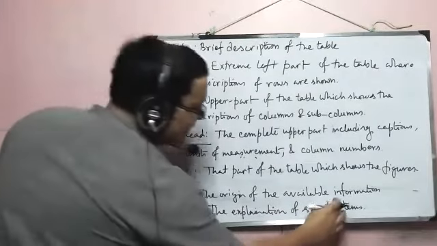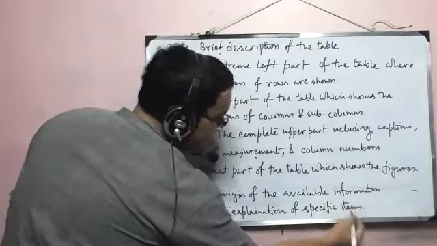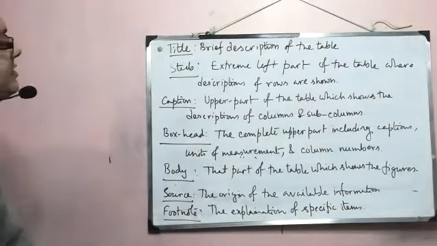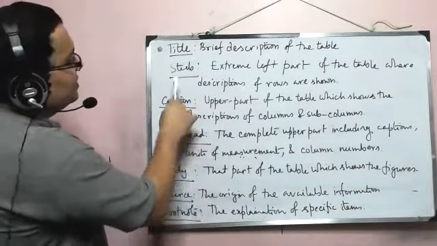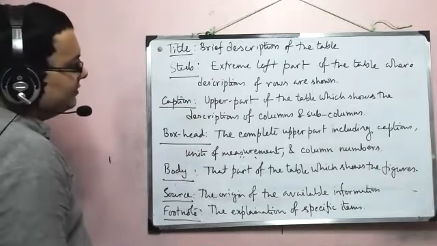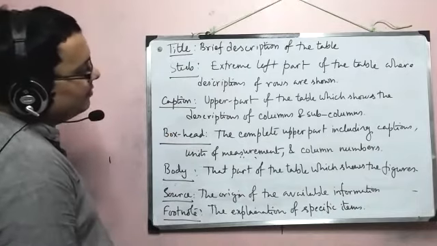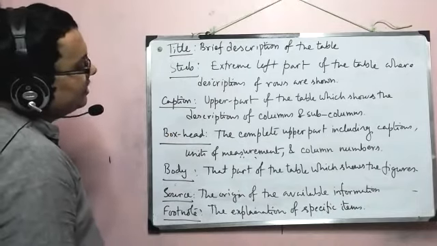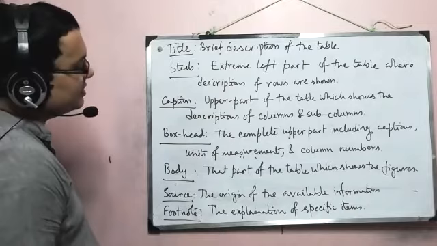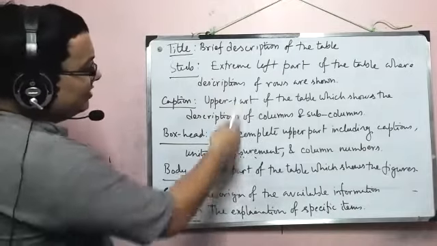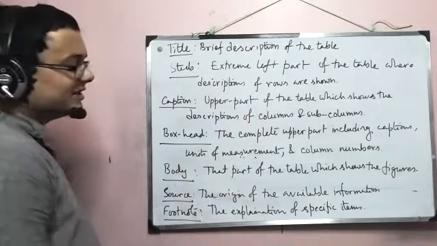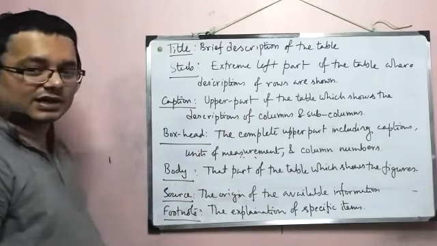Okay, specific items. So title is the brief description of the table. Stub is the extreme left part of the table where descriptions of rows are shown. Then caption, which is the upper part of the table, which shows the descriptions of columns and sub-columns. So here, if you want to include, you can write sub-rows also. But that doesn't mean you add anything extra.